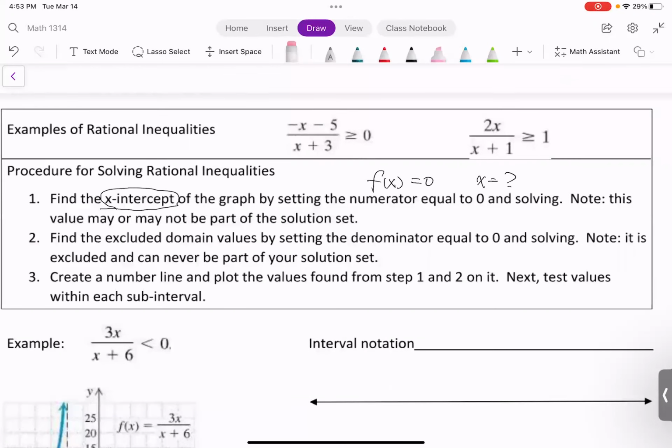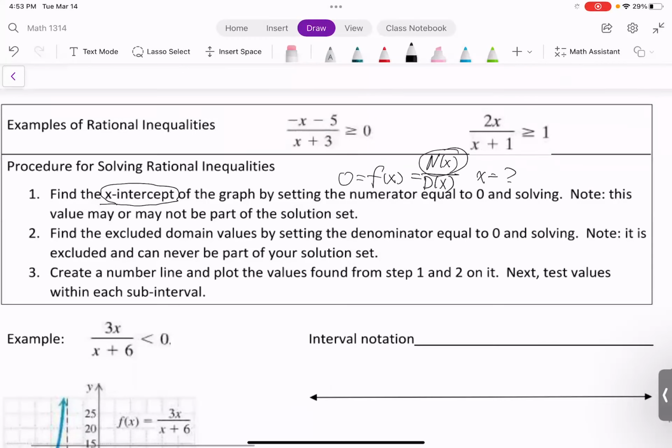in the same way, because f of x equals a numerator polynomial on the top, and a denominator polynomial on the bottom. If I have f of x equal to 0, I only need to set the numerator equal to 0 and then solve for x, because if the bottom equals 0, that's undefined. So we just need to solve that the top equals 0, and then find the x value. And second, find the excluded domain value by setting the denominator equal to 0 and solving it.